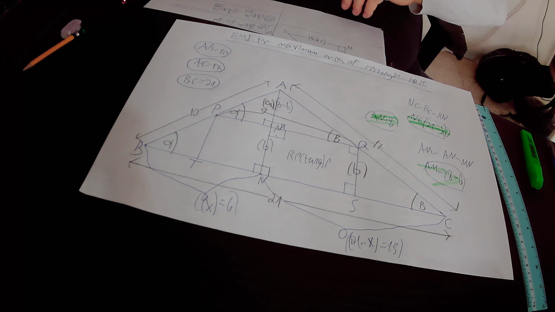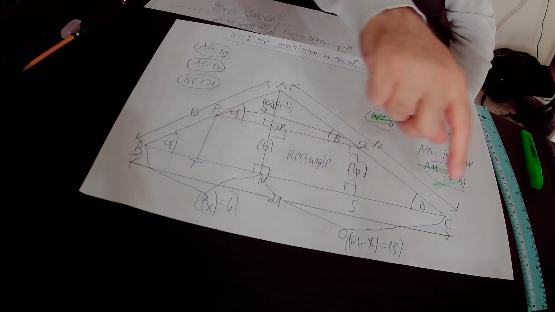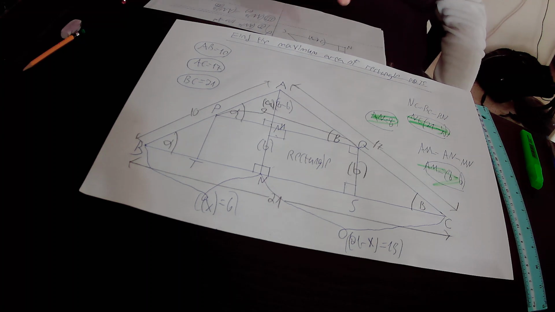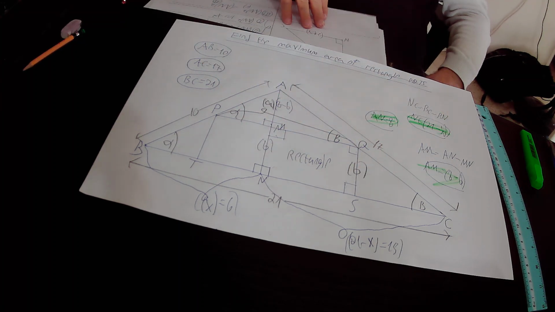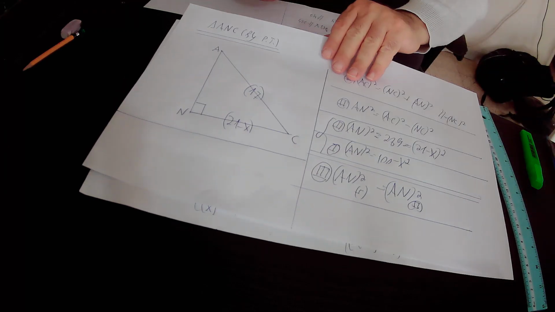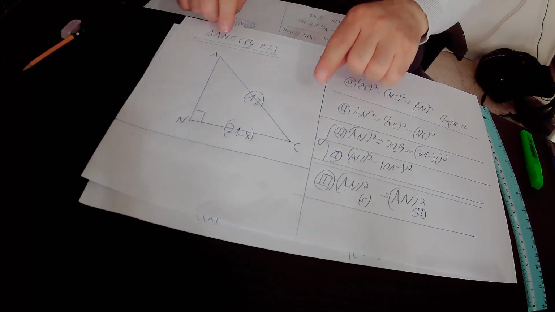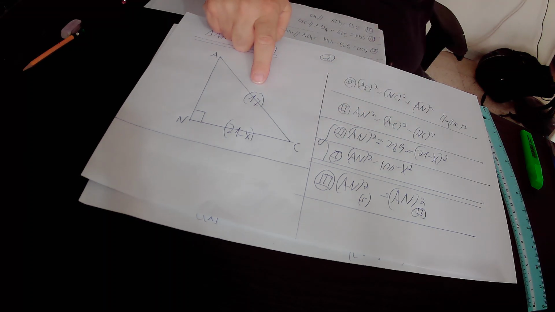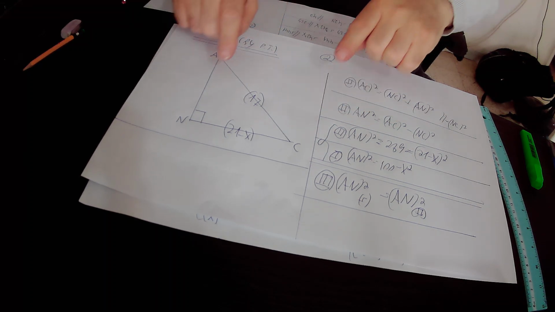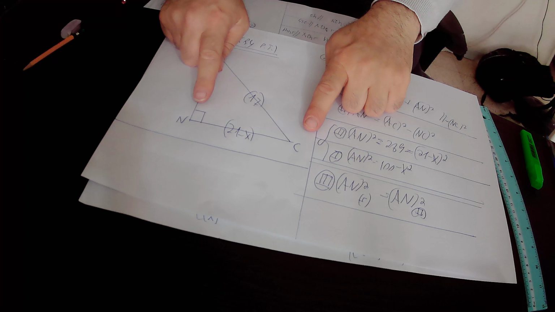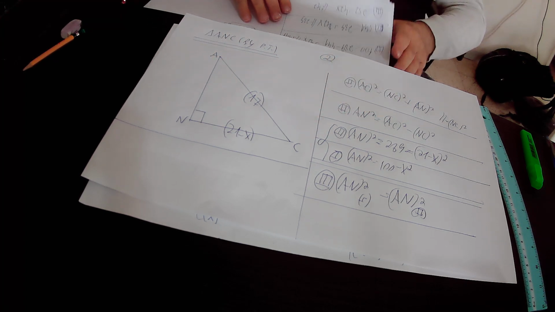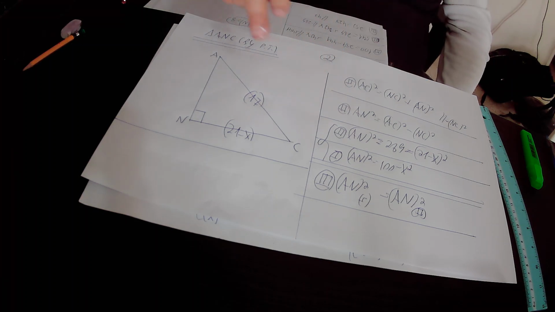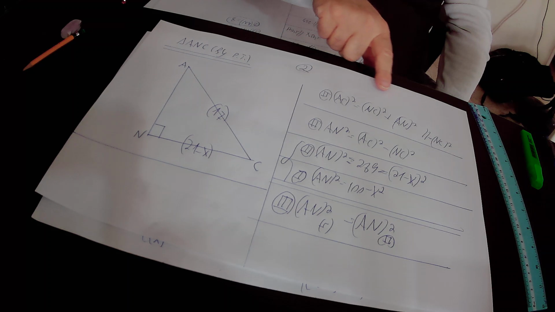In the next step, I copied the right triangle ACN in a new page, and we applied the Pythagoras theorem on this right triangle. The hypotenuse AC equals 17 units according to the question. We already found that NC equals 21 minus X, and AN is the missing side. According to the Pythagoras theorem, AC square equals NC square plus AN square.